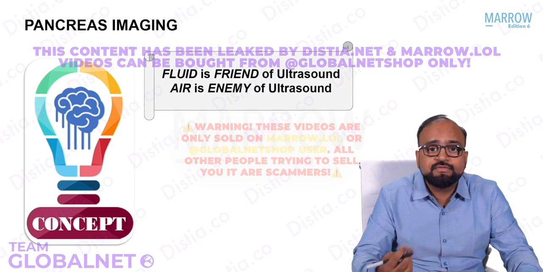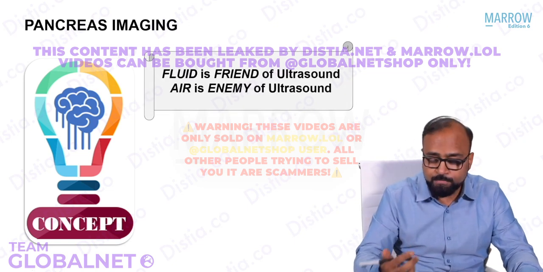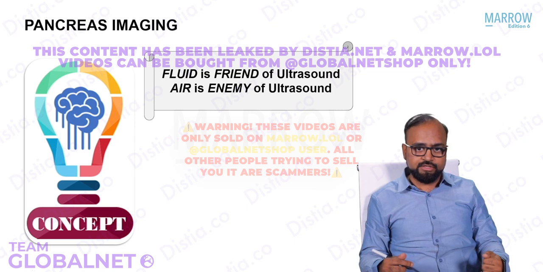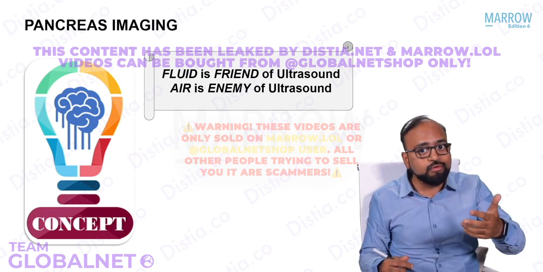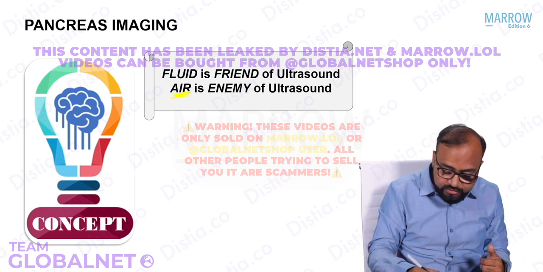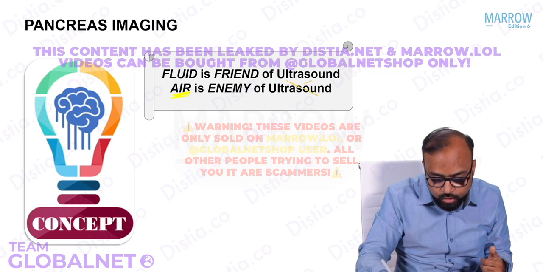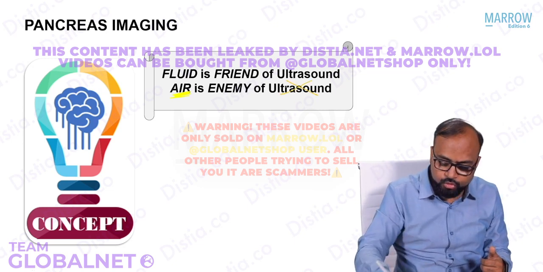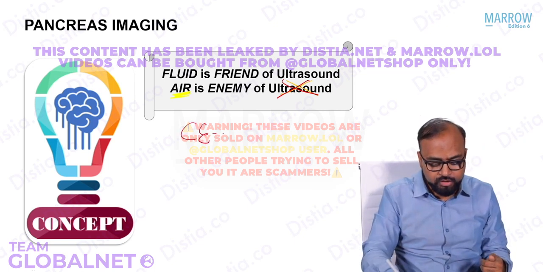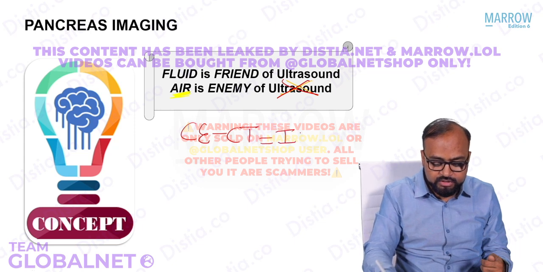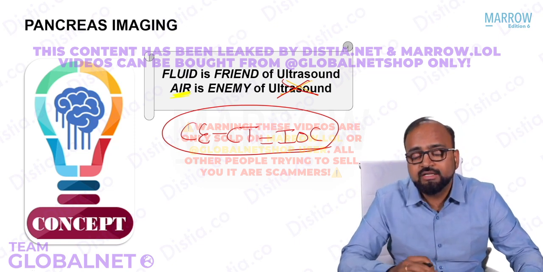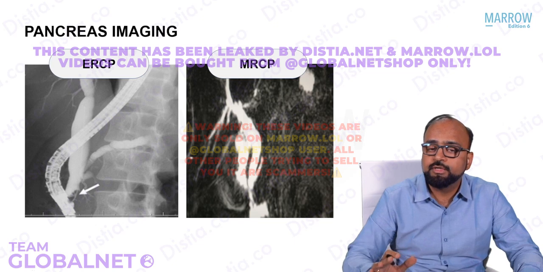Remember the concept: fluid is the friend of ultrasound, air is the enemy of ultrasound. The pancreas actually does not contain air, but the pancreas is in the retroperitoneum. What is there in front of the pancreas? Stomach and colon, which are almost always filled with air. Because of this air, visualization of the pancreas becomes very difficult on ultrasound, and therefore ultrasound is not a good modality for evaluation of the pancreas. So for most pancreatic conditions, remember, contrast-enhanced CT is the investigation of choice. That is the concept for pancreas imaging. Now for the pancreatic duct and the biliary tree, there are two types of imaging modalities that can be used.